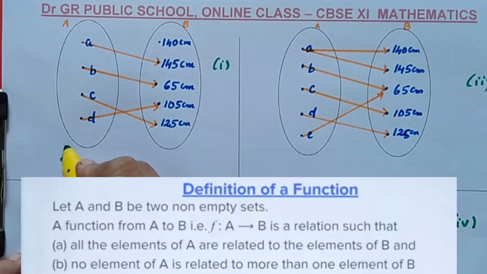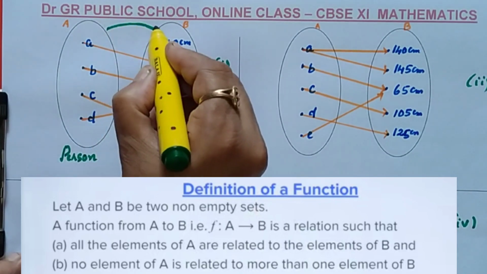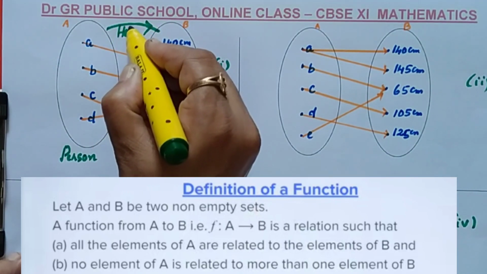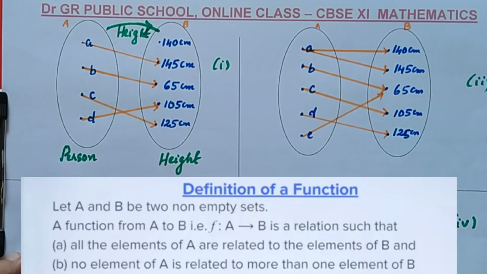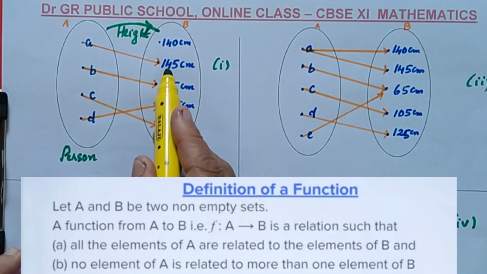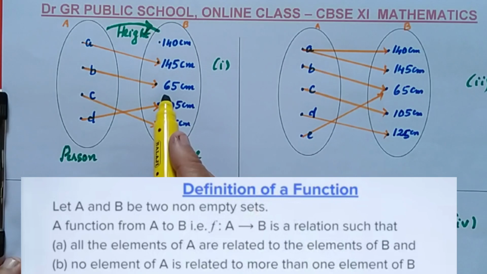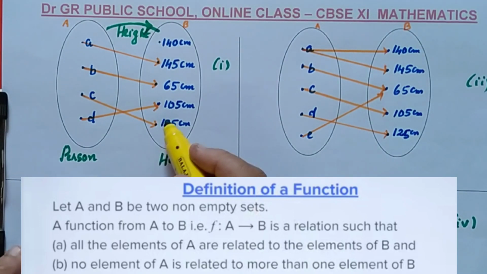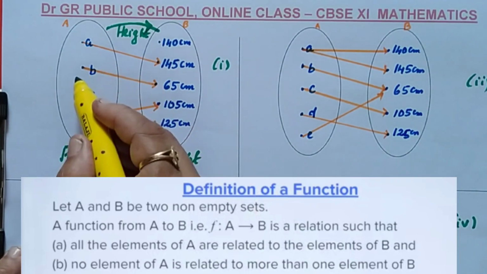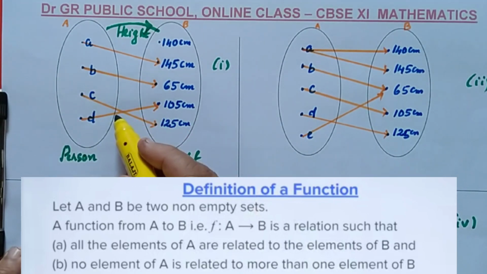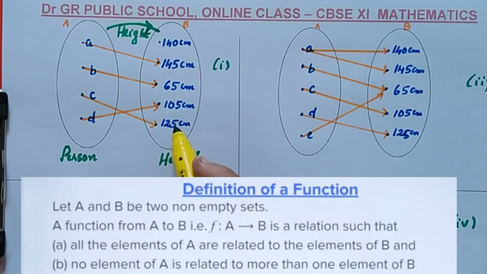Here, A represents the set of persons and B represents the height of each person. The connection from A to B is represented by f, with respect to height. The height of a is 145 cm, the height of b is 65 cm, the height of c is 125 cm and the height of d is 105 cm. This means that each and every element in the set A has some connection or some relation with respect to the height in the set B.